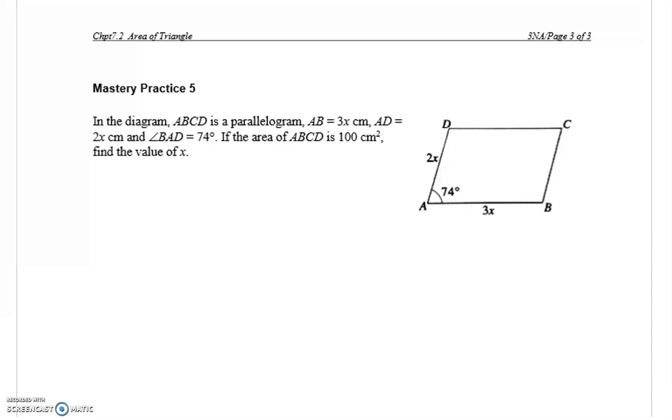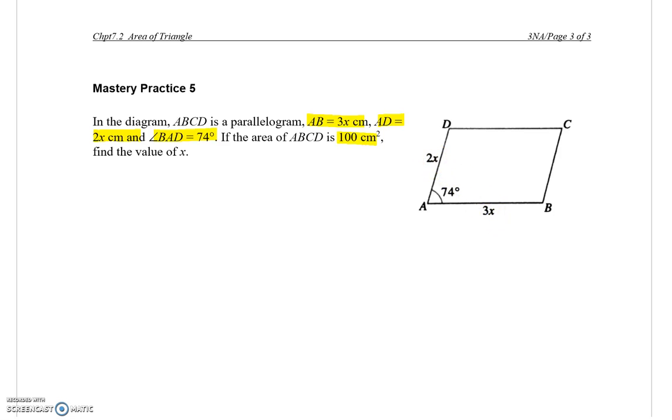Okay, so I'm going to do the solution for Mastery Practice 5. Let's look at this question now. They've given us some lengths. AB is 3x cm, AD is 2x, angle BAD is 74, and the area is now 100. So they've labeled all this down for us, and we need to find the value of x.